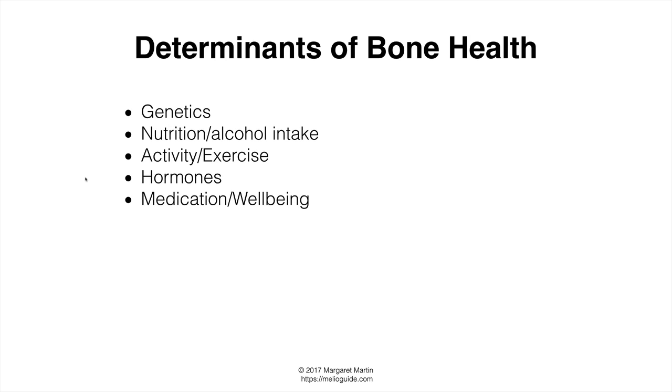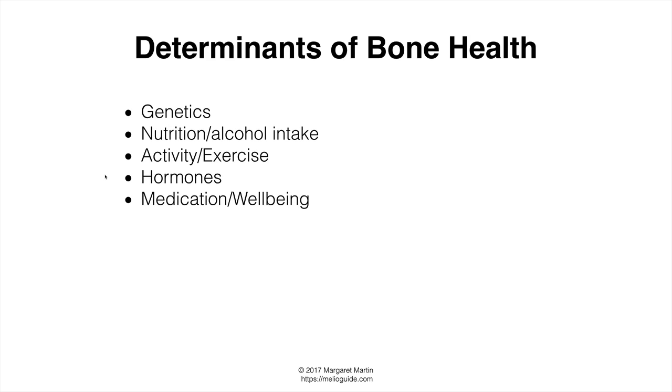So the combination of the hormones, and if they have an optimal level of activity and nutrition during this time, that can really set them off for a good start in life insofar as their bone health. And lastly, in terms of determinants of bone health, is medication and well-being.